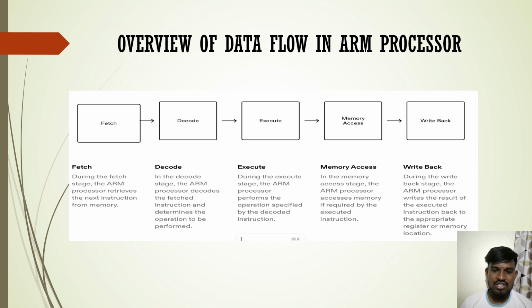During the execute stage, the ARM processor performs the operation specified by the decoded instruction. After the execute stage, there is memory access. In the memory access stage, the ARM processor accesses memory if required by the executed instructions. After memory access, there is write back. During the write back stage, the ARM processor writes the result of the executed instructions back to the appropriate register or memory locations.